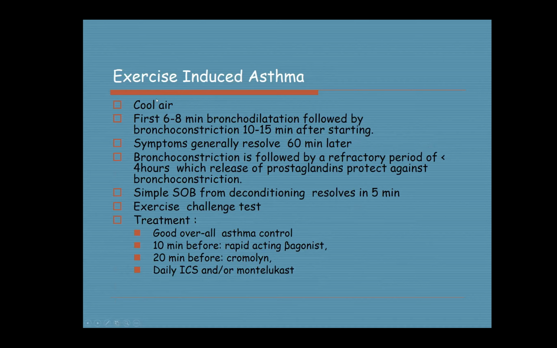But basically, it's someone who is not just short of breath when they climb the stairs, but they get asthma after exercising for 6 to 8 minutes. And it can last for up to an hour, followed by a prostaglandin release, and then they improve afterwards. So the treatment of exercise-induced asthma is good overall asthma control. Give your albuterol 10 minutes beforehand, or use cromolyn, which we don't use as much as previously, but use cromolyn 20 minutes before, or use a daily inhaled corticosteroid and/or montelukast.